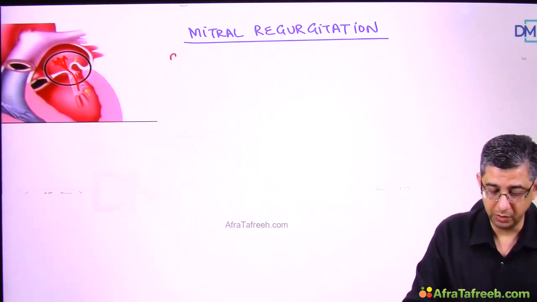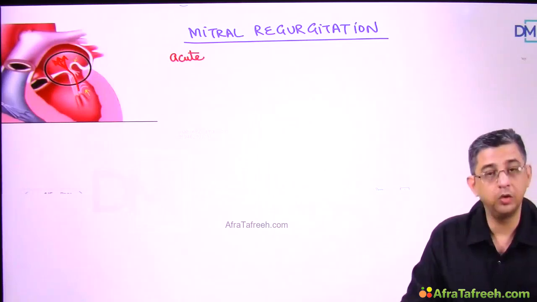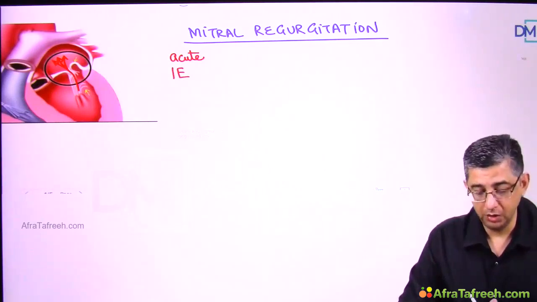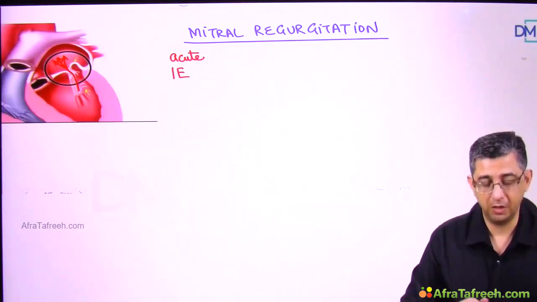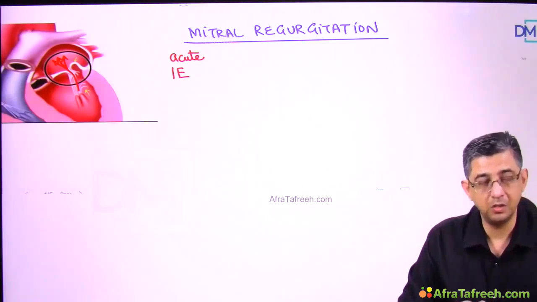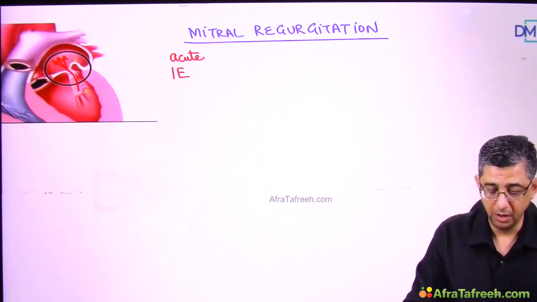Let us therefore discuss the leading causes of acute mitral regurgitation, and topping the list is infective endocarditis. You see, the septic process associated with infective endocarditis would damage the chordae tendineae, so the structural support is gone, and that would result in a manifestation of acute MR.